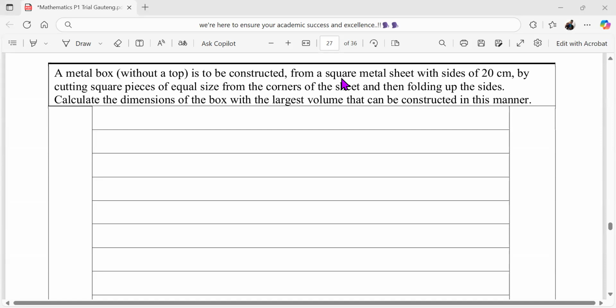A metal box without a top is to be constructed from a square metal sheet with sides of 20 centimeters by cutting square pieces of equal size from the corner of the sheet and then folding up the sides. Calculate the dimensions of the box with the largest volume that can be constructed in this manner.